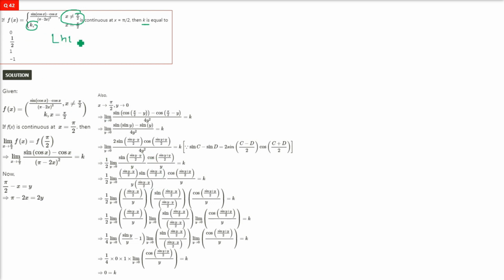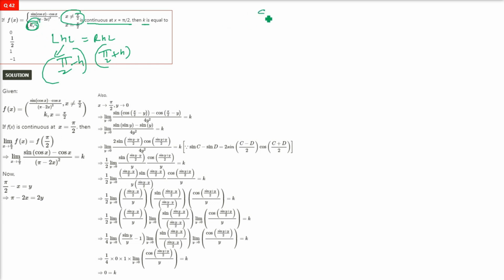Since it is continuous at x equals pi by 2, left hand limit and right hand limit are equal. LHL and RHL are equal because this is x equals pi by 2. So what you have to do is just find out the limit, not LHL or RHL separately, but just the limit. And this limit has to be equated to k. So you can either replace x by pi by 2 minus h, or replace x by pi by 2 plus h, it's up to you.